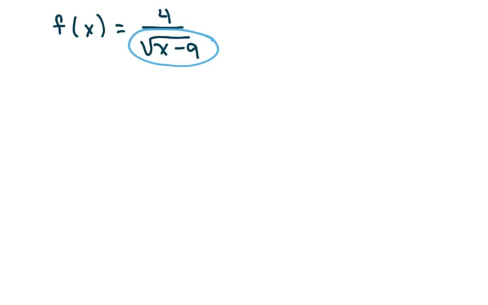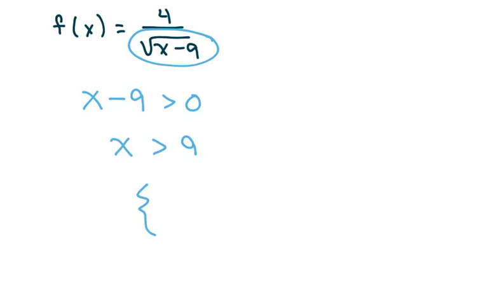So the first one again was f of x equals 4 over the square root of x minus 9. So I'm going to set this greater than 0. It can't equal 0 because if it equals 0, then you can't divide by 0. So we have x is greater than 9.